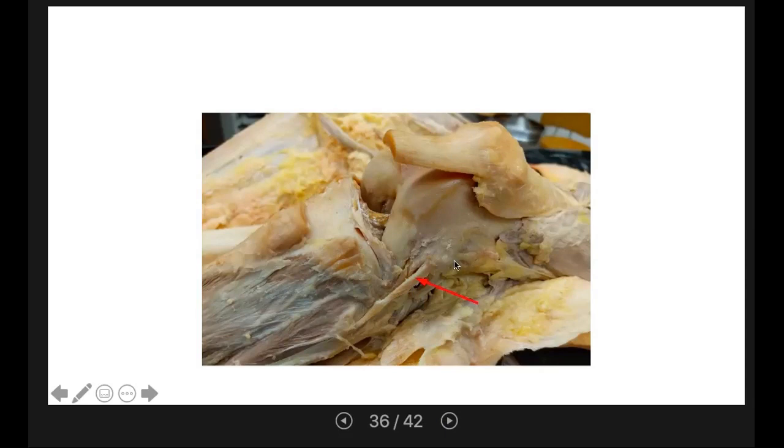So because this is the lateral aspect, because this is the left leg, this is going to be the left lateral collateral ligament, which goes from the femur to the fibula, which is located here. So here's the tibia, here's the fibula.